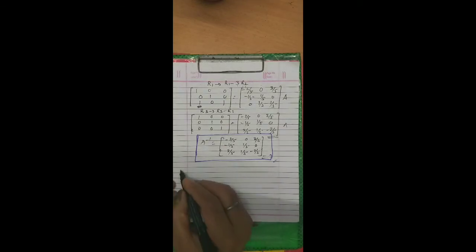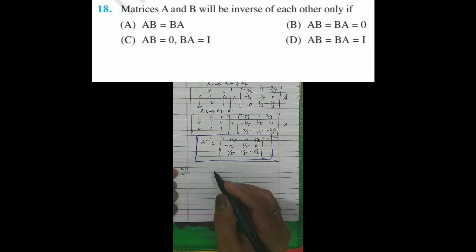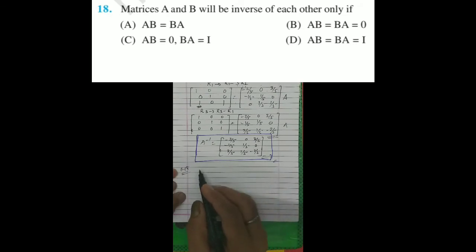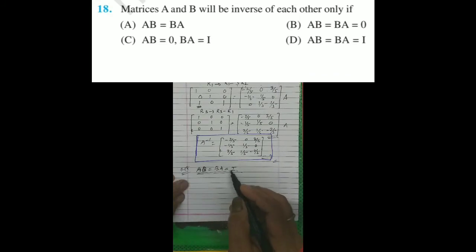Question number 18 says matrices A and B will be inverse of each other only if, it is an MCQ type question. So it will be possible if AB is equal to BA is equal to the identity matrix. If it is so, then we say that A and B will be inverse of each other.